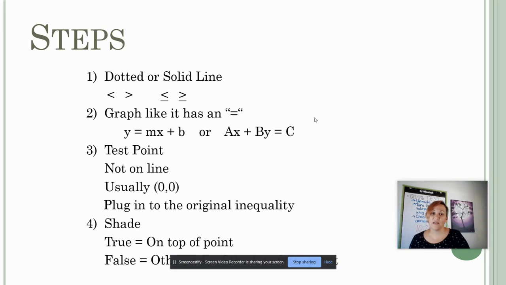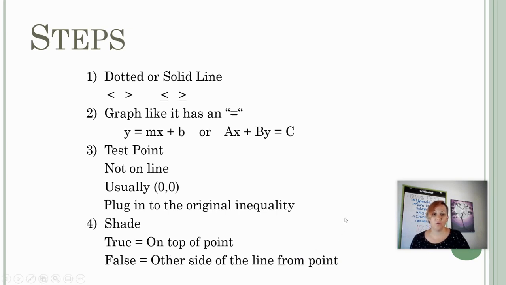Finally, if you decide that your test point is true, you're going to put your pencil on top of the test point and you're going to shade on that side of the line. If you decide that your test point is false, you're going to hop across the line to the other side of the graph where the test point does not exist, and you will shade that side of the graph. Once you're done shading, you're done graphing.